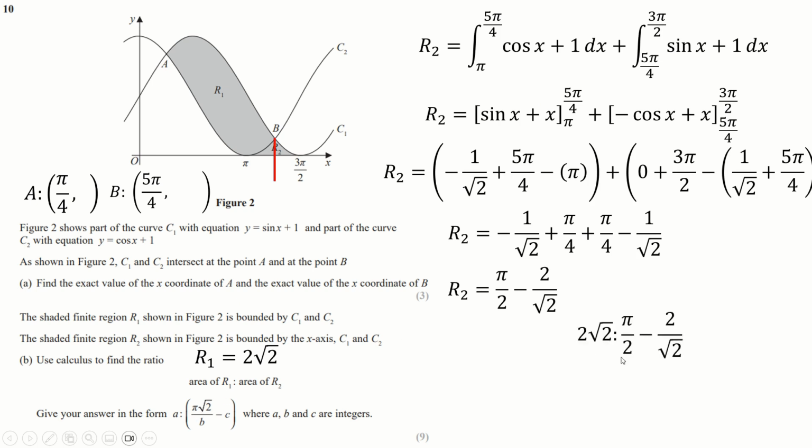I times everything by root 2 here. Root 2 times this is just 4 because it's 2 times 2. And then you times this by root 2 and this by root 2 and you get this. And that's all integers. So I'm happy with my answer there.